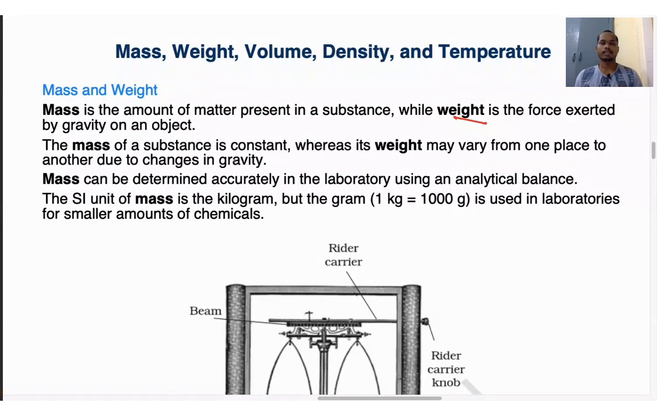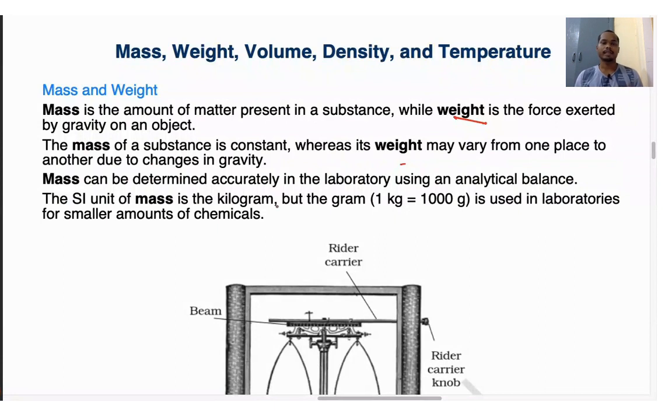The mass of a substance is constant, whereas its weight may vary from one place to another due to change in gravity. So this line is saying that the mass is constant in an object, but its weight may vary from place to place, because weight is dependent on gravity and mass is not dependent on gravity. When the gravity changes, the weight will also change.